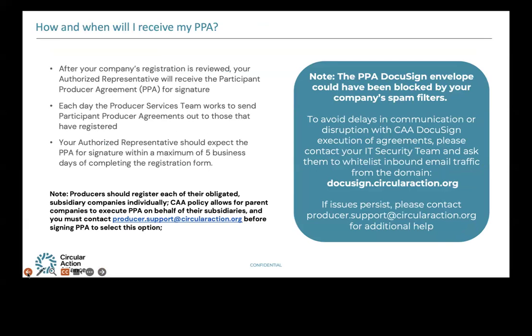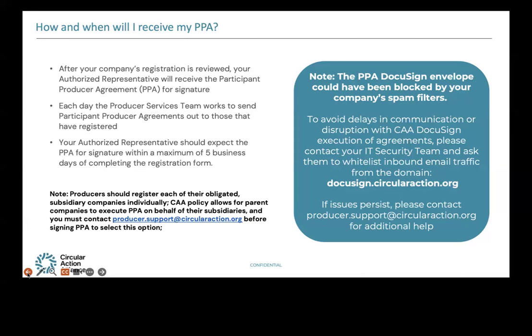All right, so how and when will I receive my PPA? After your company's registration is reviewed, your authorized representative will receive the PPA for signature via DocuSign. There is a manual validation process involved. It can take a few days, but you should receive the PPA within 5 business days. We have had reports from some producers having issues with the DocuSign email getting caught up in spam filters. So it can be helpful to have your digital security team whitelist the domain that you see here, which is docusign.circularaction.org. That's the domain that the email will come from.